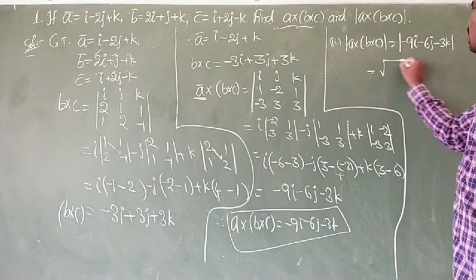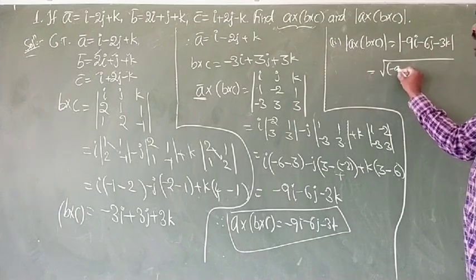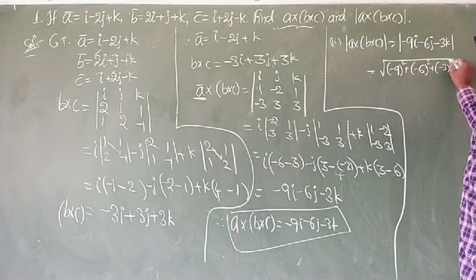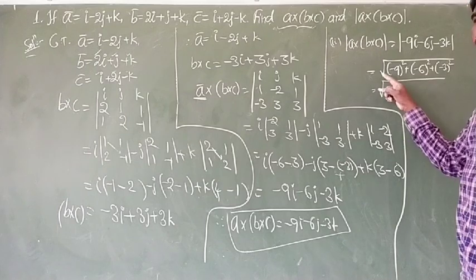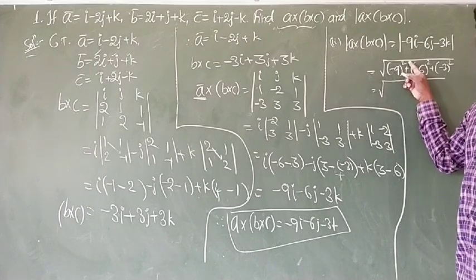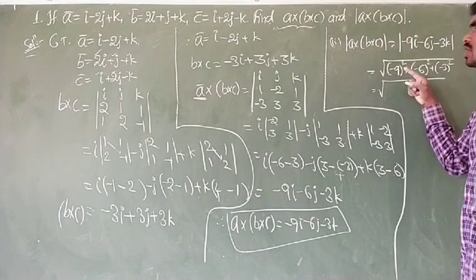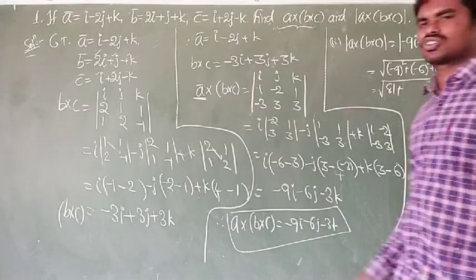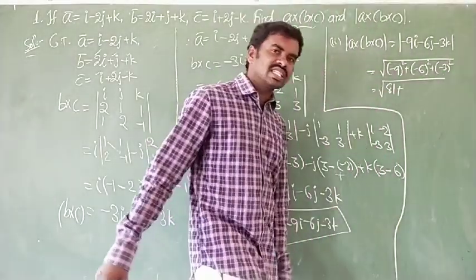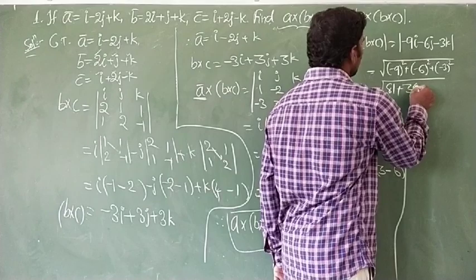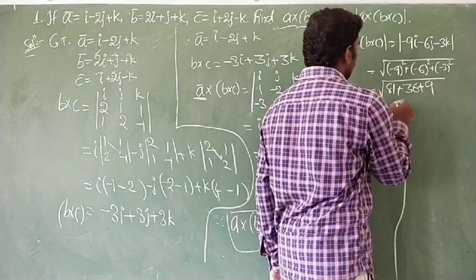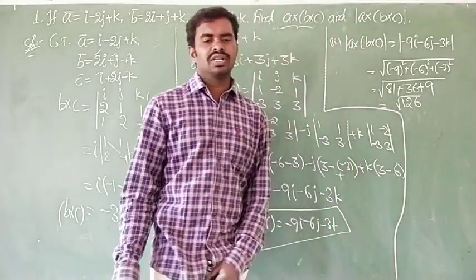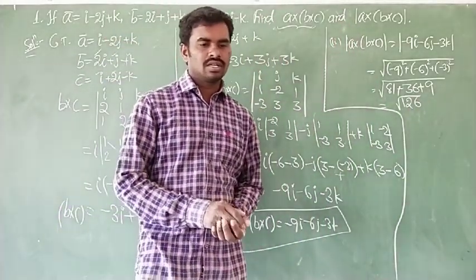Which is equal to root of i coefficient, what? Minus 9 square. j coefficient, what? Minus 6 square. k coefficient, what? Minus 3 square. So no problem, even if minus is there, it has a square, so minus into minus is plus. 9 square means 9 into 9, 81, very simple. Similarly, minus 6 whole square means minus 6 into minus 6, plus 36. Minus 3 square means 9. So how much? Root 126. So root 126 is the answer.